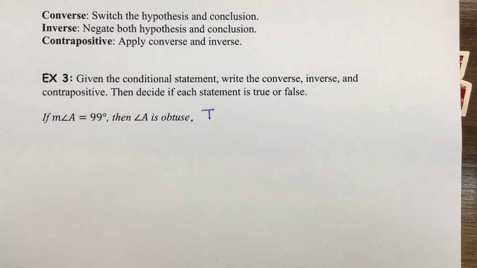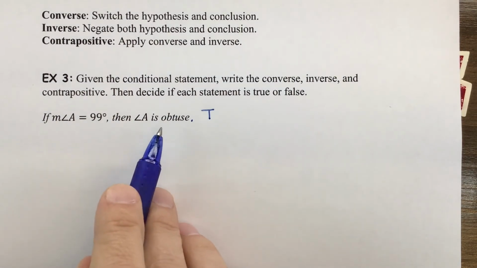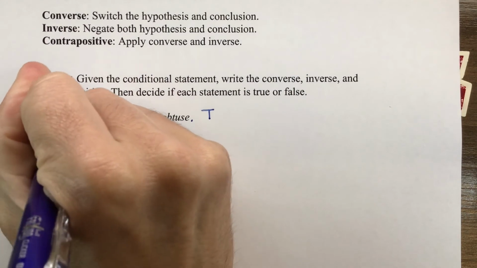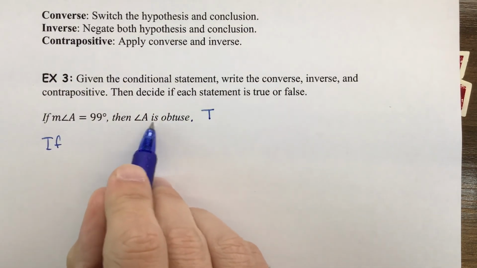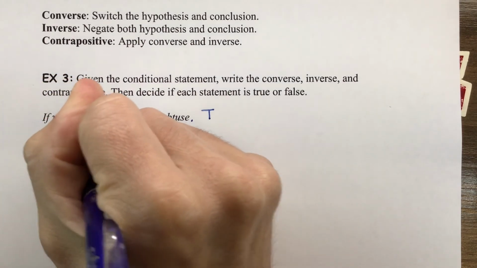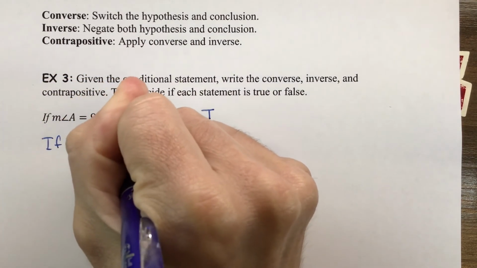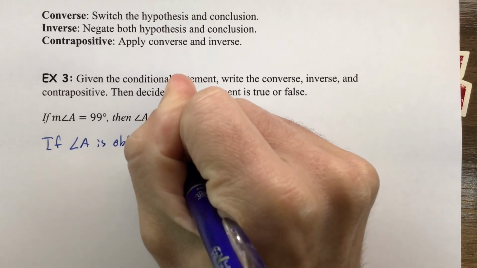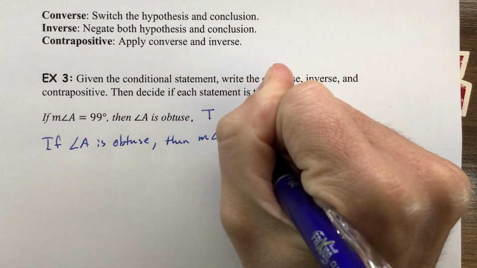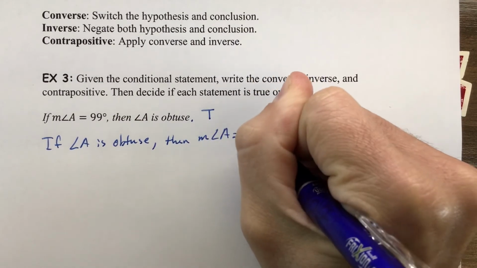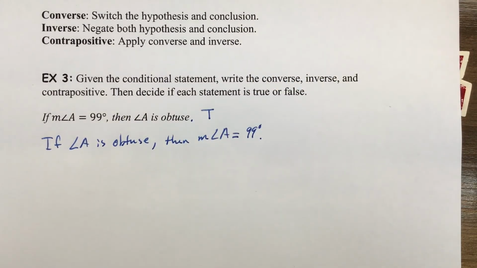The converse is going to be switching the hypothesis and the conclusion. So we're still going to write the word if at the beginning. That part's not going to move. If angle A is obtuse, then the measure of angle A is equal to 99 degrees. That would be our converse statement.